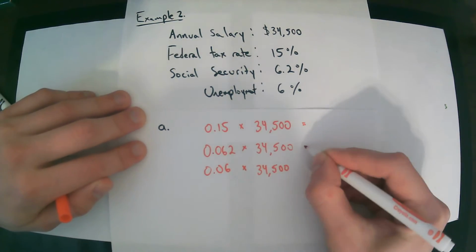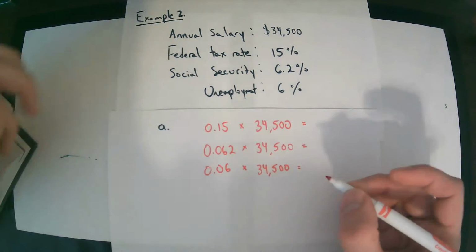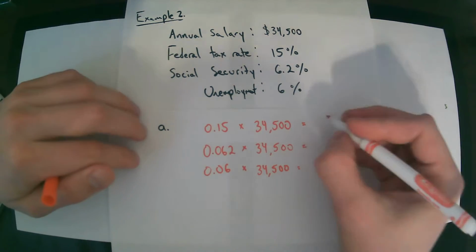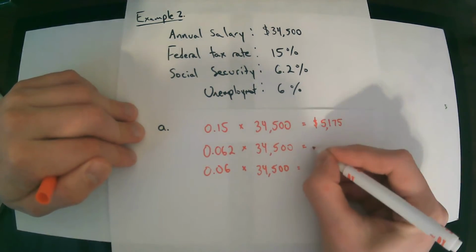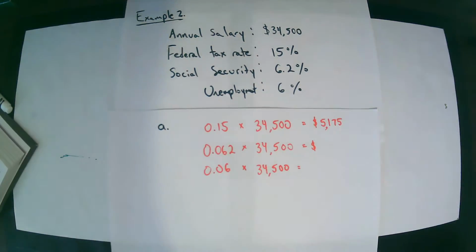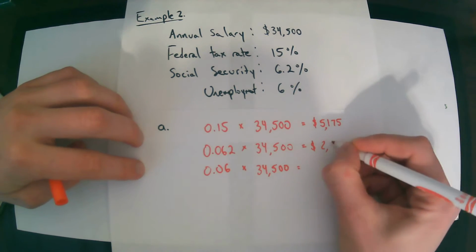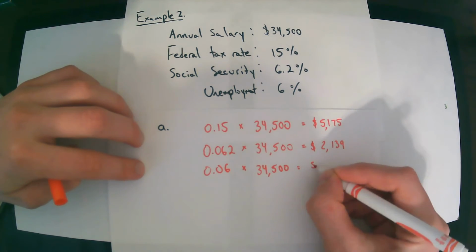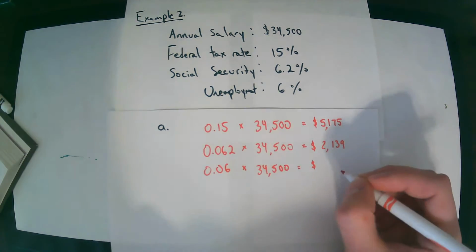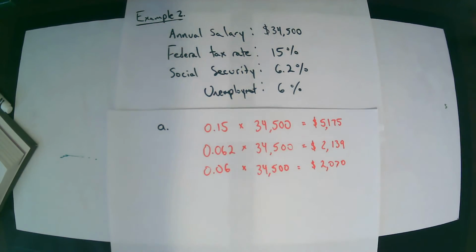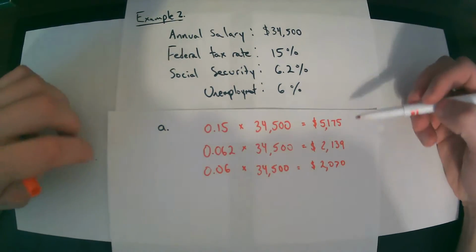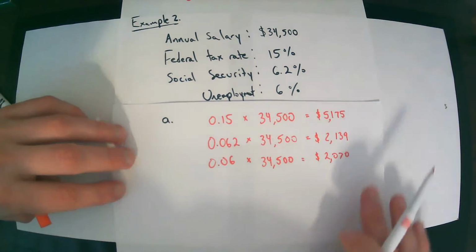Okay, each of these is a question for the calculator. The first one is $5,175. Second one is $2,139. And the last one is $2,070. And remember, these are 3 separate tax amounts, so we're going to add them all up.